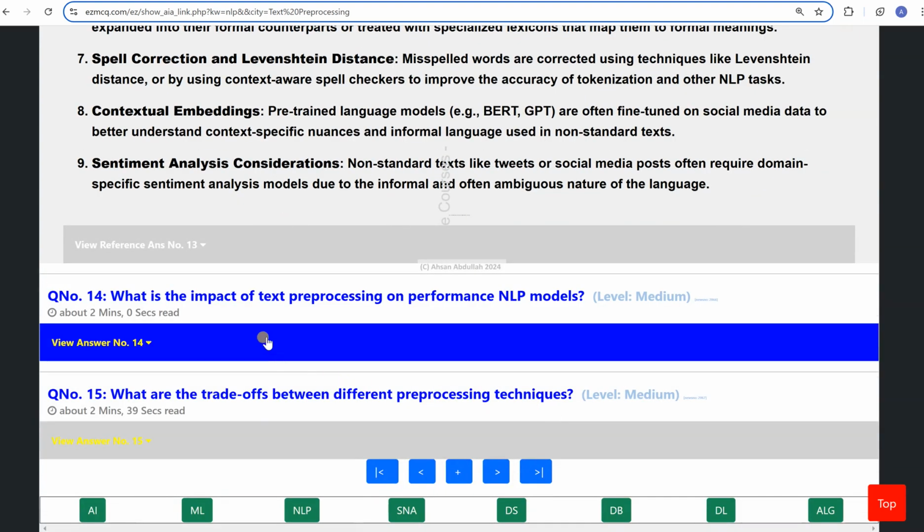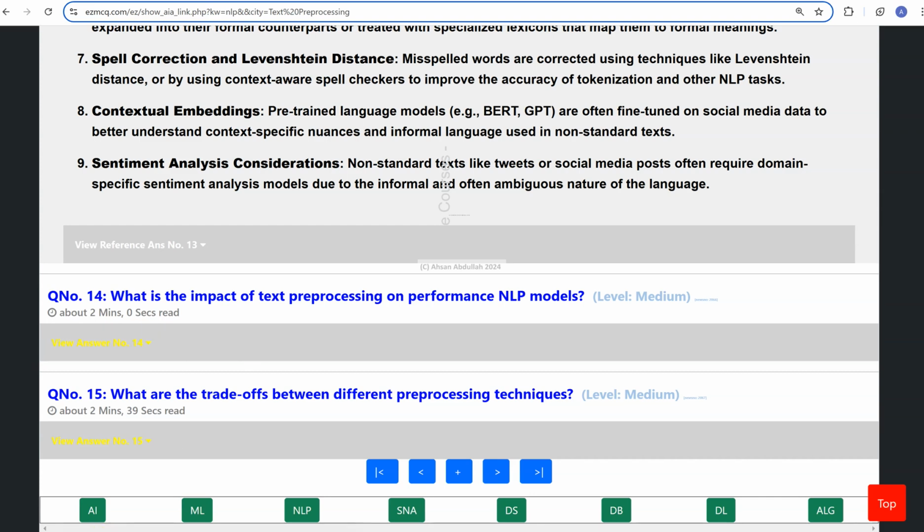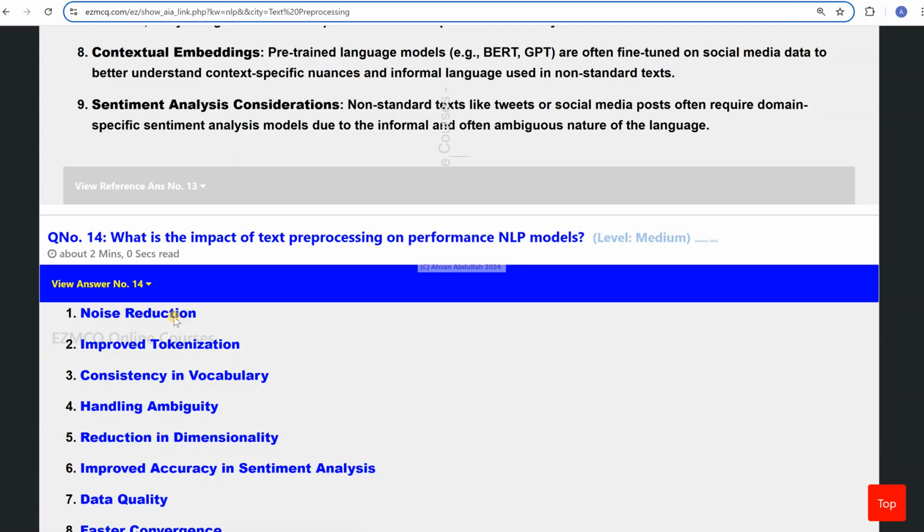So what is the impact of text pre-processing on the performance of an NLP model? Why should we be spending time and resources on text pre-processing? What are the benefits of text pre-processing? The first is noise reduction. When the noise is reduced, the quality of the results improves.